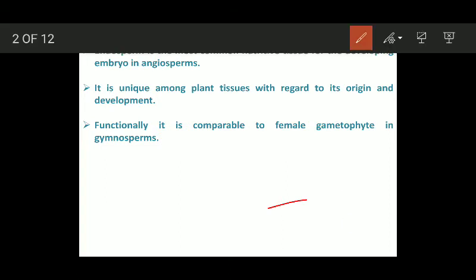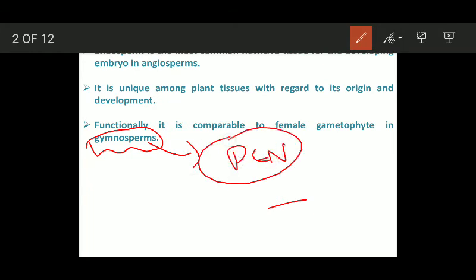If we talk about gymnosperms, gymnosperms do not form PEN. They do not form endosperm. Instead, in gymnosperms, the female gametophyte itself plays the role of a nutritive tissue. The function of nutrition is done by the female gametophyte itself. So functionally, we can say that the female gametophyte of gymnosperms and the endosperm of angiosperms are comparable. They are functionally comparable because they are doing the same function of nutrition.